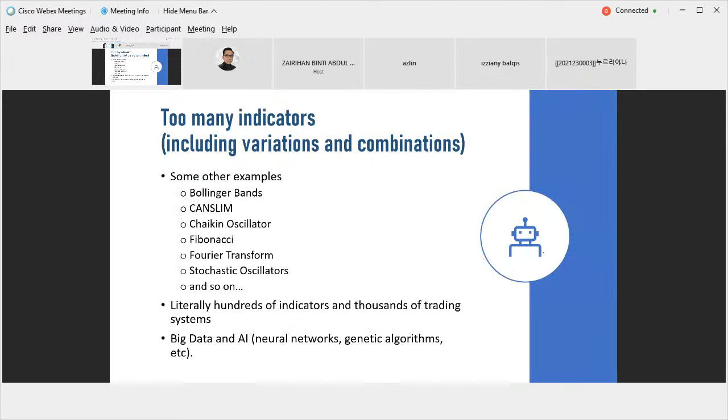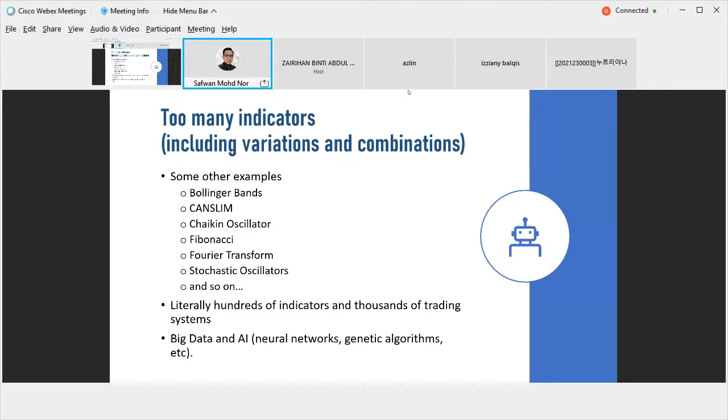Now, there are too many indicators. The ones that I explained earlier are just very, very basic and popular ones. But as I mentioned earlier, there are too many indicators being used by practitioners. Some of the examples I give there are Bollinger Band, CAN SLIM, Chaikin, Fibonacci, Fourier transform, and stochastic oscillators. And there are many others actually, such as ADX, Kalman, momentum indicators, OBV, parabolic indicators, RVI, TRIX, Williams %R. They are too much, isn't it?